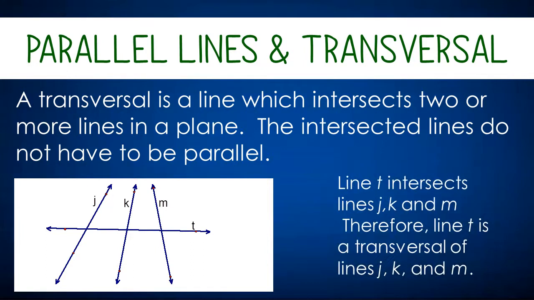So, in this given, line T intersects line J, K, and M. Therefore, line T is a transversal of lines J, K, and M. As you can see, si line T yung nag-intersect sa tatlo. So, siya ang transversal. We cannot say that J is the transversal since sino lang ba yung nakasalubong ni J na intersect niya? Diba si line T lang? Isa lang yon. Transversal intersects 2 or more. So, si line T yung nag-intersect sa tatlong lines. Therefore, line T is the transversal.